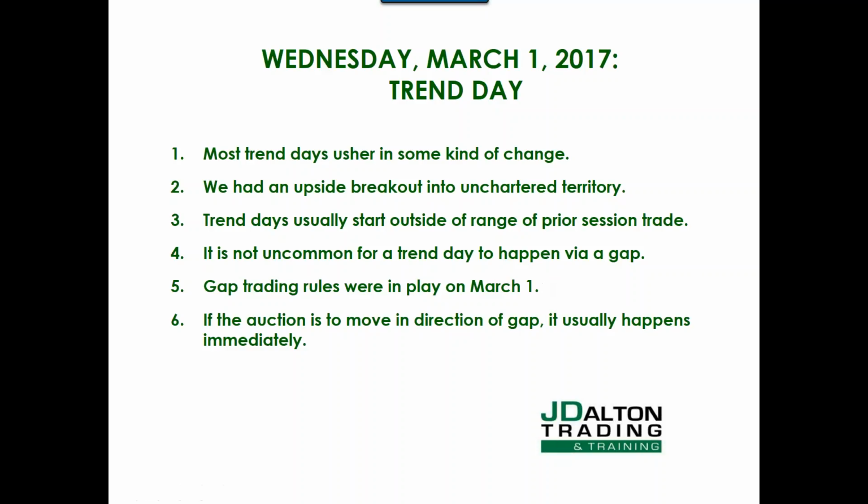When a trend day happens as a result of a gap, the gap trading rules are in effect. If the market is going to continue strongly in the direction of the gap, it usually happens fairly early, almost immediately. Sometimes the market will gap higher and you will see it attempt to trade lower, and then it doesn't fill the gap and turns around and goes higher. Usually, if it's going to fill the gap and there's any serious selling, that is a reversal that happens instantaneously. It's very seldom that that happens. Most gaps continue on the day in the direction of the gap. As we said, if the auction is to move in the direction of the gap, it usually happens fairly quickly.